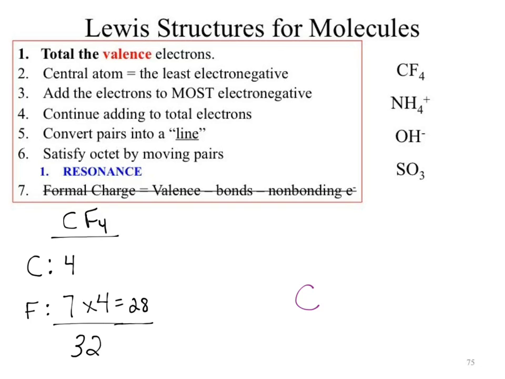Now what I want to do is add or scatter my fluorine atoms around my center atom. Does it matter where I scatter them? Not really. But for the sake of organization and neatness, I'm going to scatter them in this particular fashion.